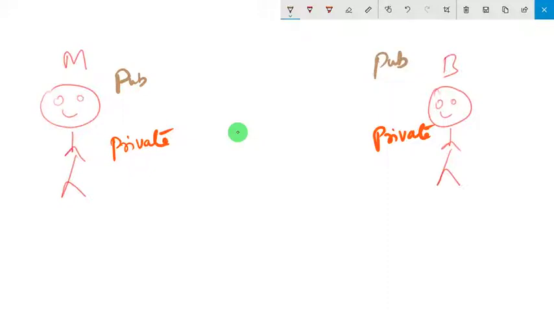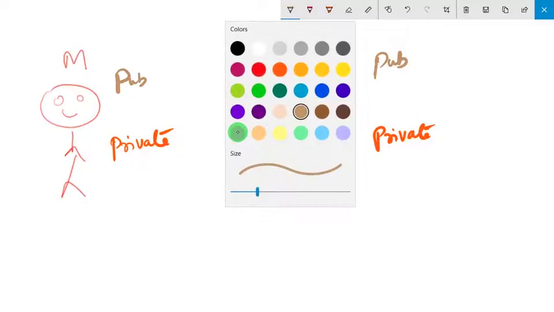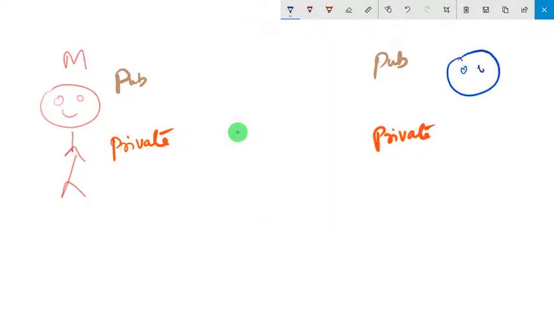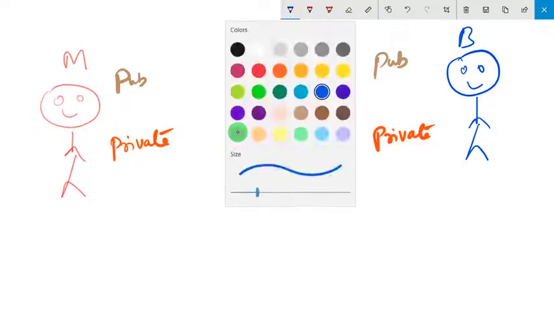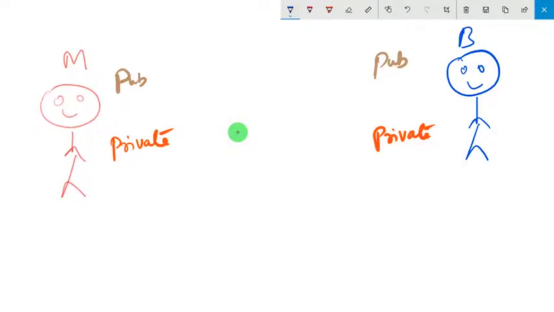Now this public and private key are both interchangeable. Let me change the color of B. I don't want him in the same color. Okay, this is B. So the public key of M is available to all and the public key of B is available to all. It means M has the public key of B and B has the public key of M. Right? Now the private key is limited to them only.